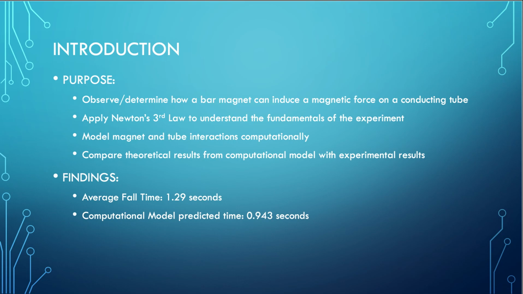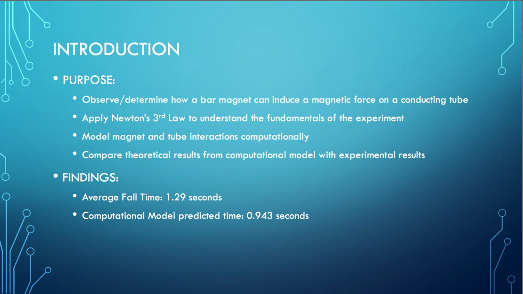Okay, so first we're going to start with the purpose. The purpose of this lab is to observe and determine how a bar magnet can induce a magnetic force on a conducting tube. We're going to apply Newton's third law to understand the fundamentals of the experiment, and we're going to model magnet and tube interactions computationally and then compare the theoretical results from the computational model with the experimental results.